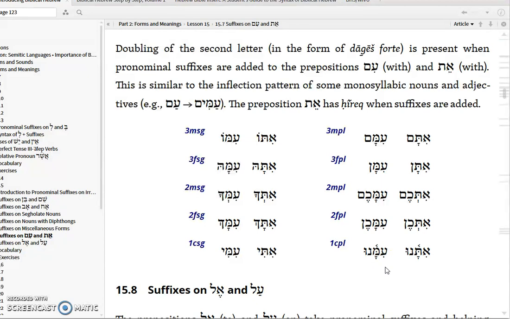Remember the form Immanuel or Emmanuel, God is with us, is based on imanu, that particular form. Preposition et, as opposed to direct object marker et, will tend to have a hireq and a doubling. So with him is ito, with her is itah, and on down the list with that doubling in the middle consonant in most cases.